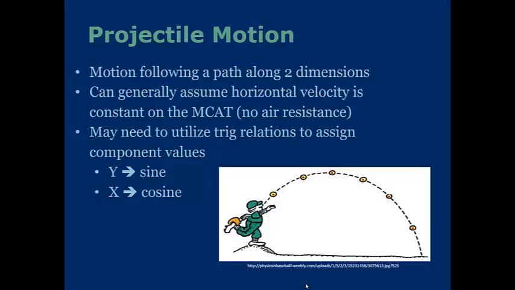Projectile motion. This is motion that follows along a path that's two-dimensional. For MCAT purposes, you can generally assume that there's no air resistance, so the horizontal velocity will be constant. Trig identities and relations will be needed to assign these component values. This is something we covered in the previous lecture, so you should be very proficient at these by now. Just remember that for a vertical component, y, you need to use sine functions. For a horizontal component, x, you need to use cosine. Examples of projectile motion include throwing balls, cannons, and other sorts of motions that go along a parabolic path.